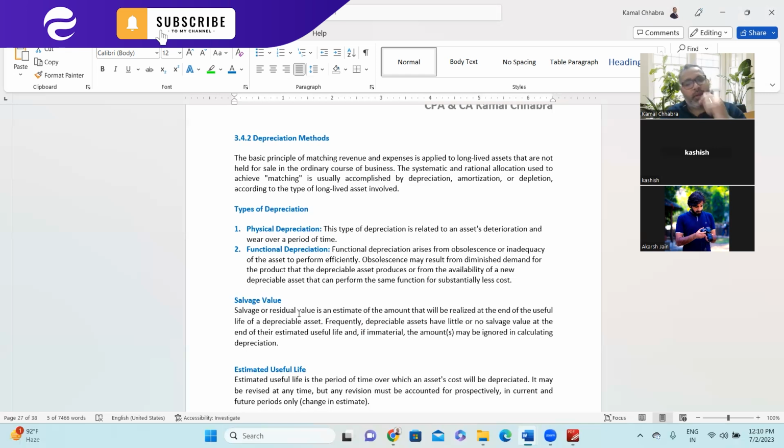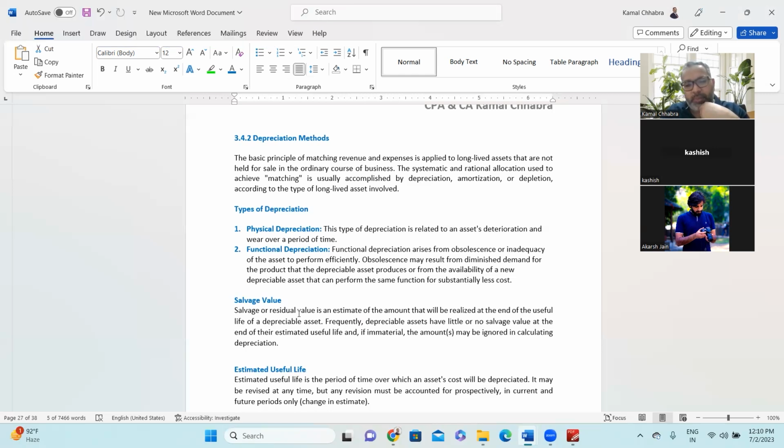Yes, sir. Next topic is salvage value. What is salvage value? So the remaining value after the life of the asset. Absolutely right. So salvage value or residual value is an estimated amount that will be realized at the end of the useful life of the depreciable asset. So frequently depreciable assets have little or no salvage value at the end of the estimated useful life, and if immaterial, the amount may be ignored in calculating the depreciation.